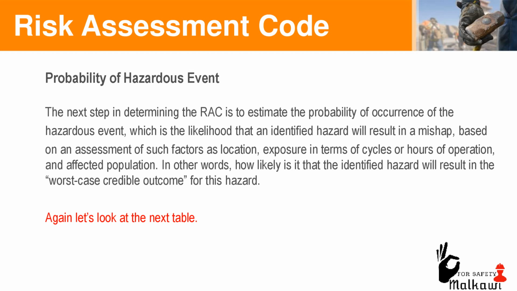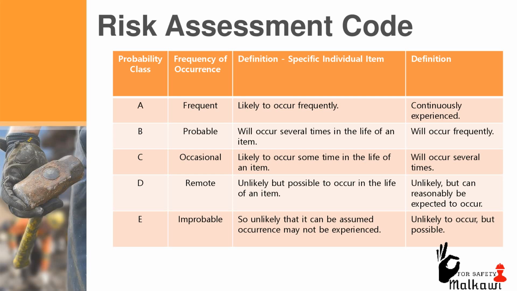Probability of hazardous event. The next step in determining the RAC is to estimate the probability of occurrence of the hazardous event, which is the likelihood that an identified hazard will result in a mishap, based on an assessment of such factors as location, exposure in terms of cycles or hours of operation, and affected population. In other words, how likely is it that the identified hazard will result in the worst case credible outcome for this hazard. Again, let's look at the next table.